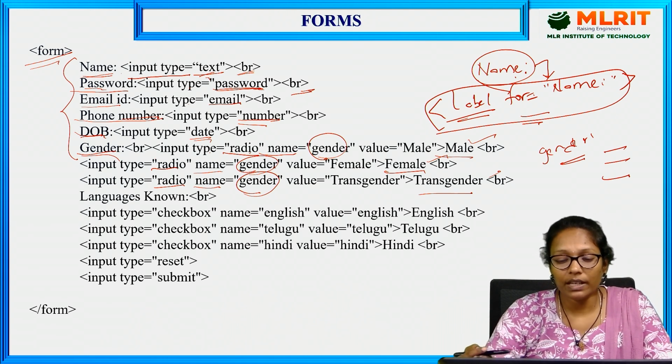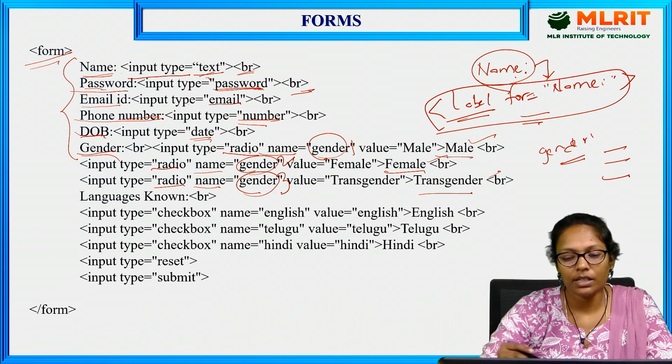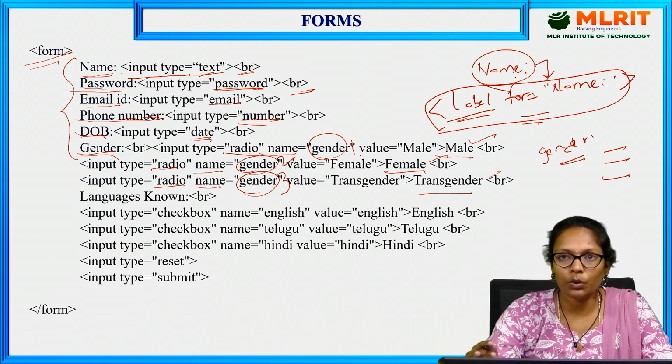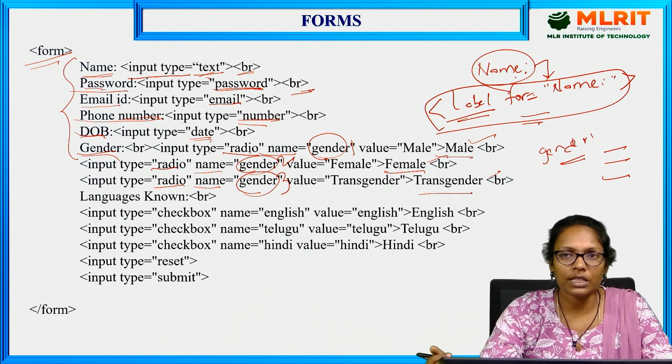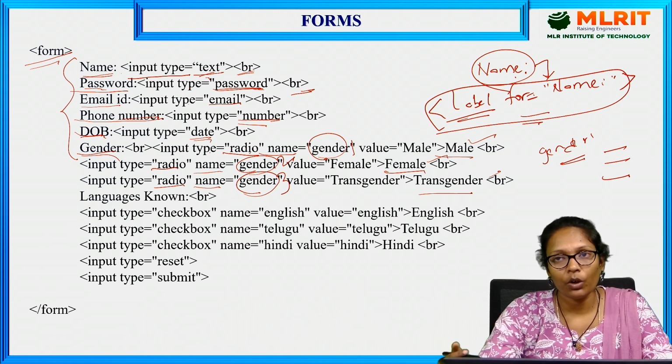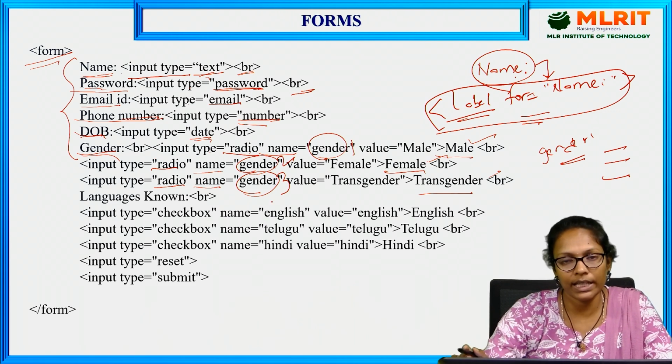Instead of this, if I give gender 1, gender 2, gender 3, what happens? Gender 1 will be one group, gender 2 will be one group, gender 3 will be one group, so that I can choose multiple options at the same time. So that's why, if I want to make the user select only one item from this group, you should give the same name for all these 3 radio buttons.